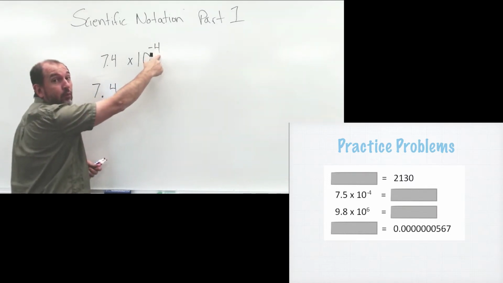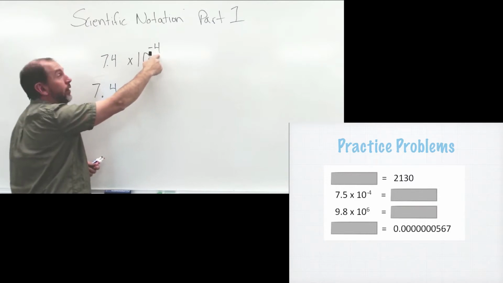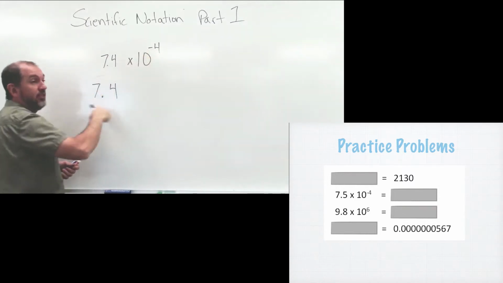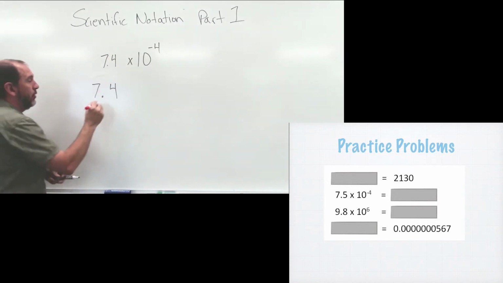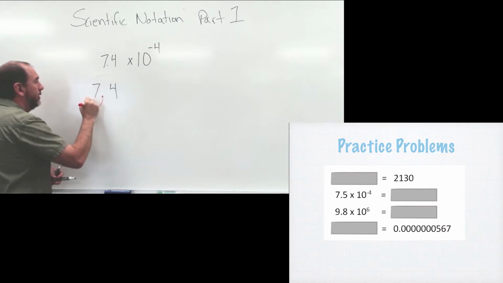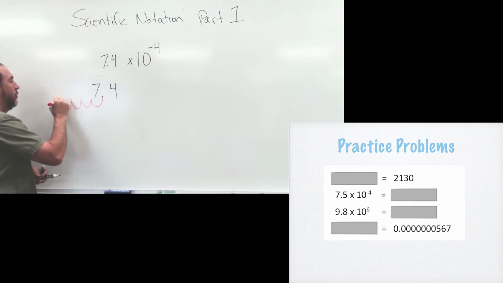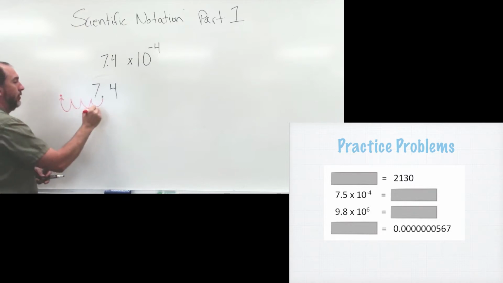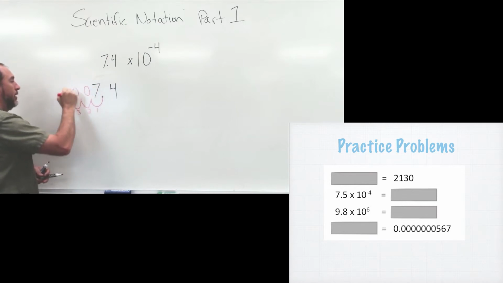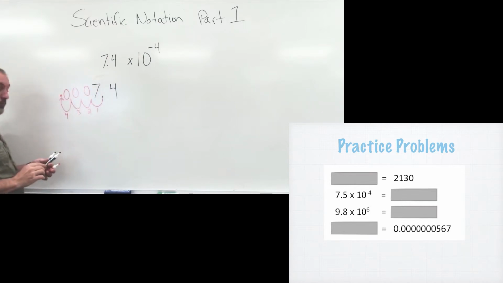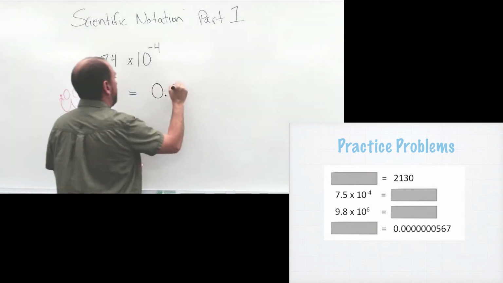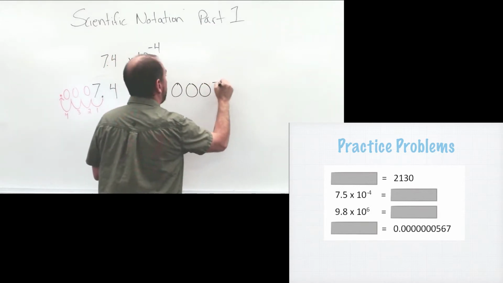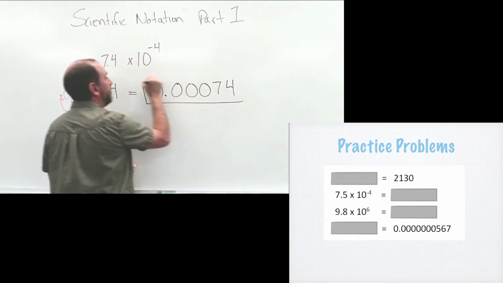I need to move the decimal 4 places, because that's the power of the 4, but it's negative. That means this number has to be small, less than 1. So I'm going to move this decimal over 4 places. 1, 2, 3, 4. The decimal is going to move right there. That means I'm going to need to insert 3 zeros before that decimal. So my final answer will be 0.00074. That would be the answer to that question.